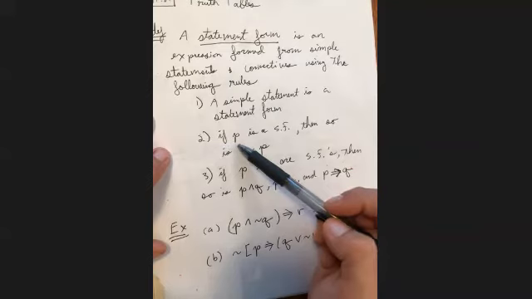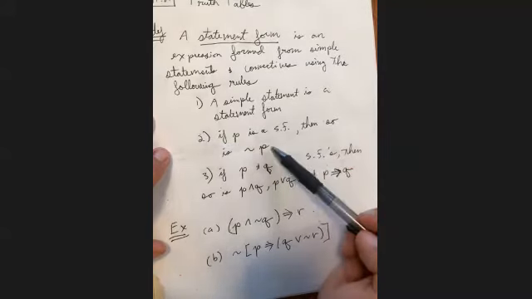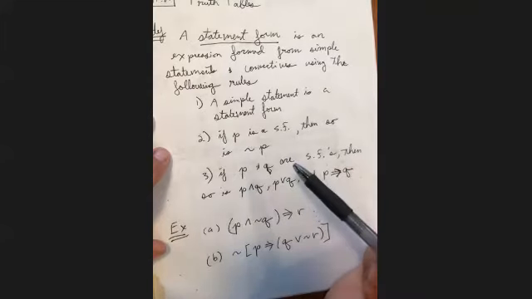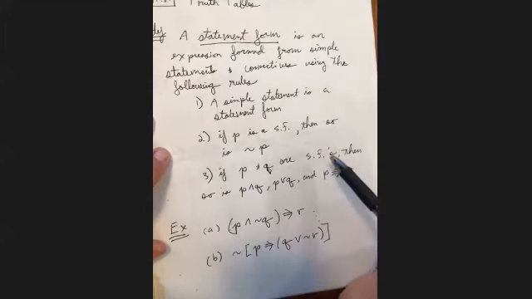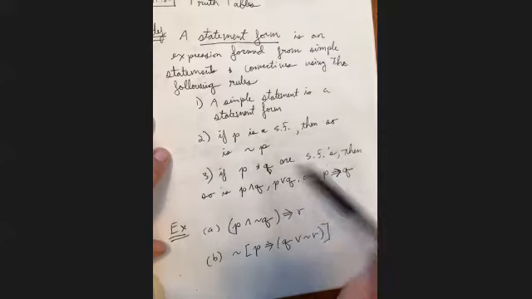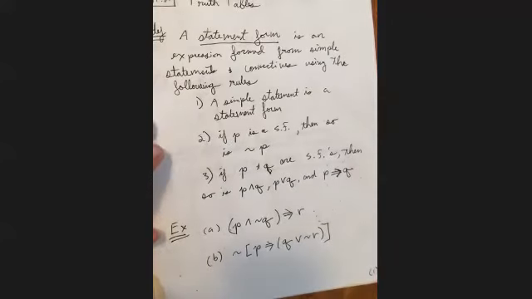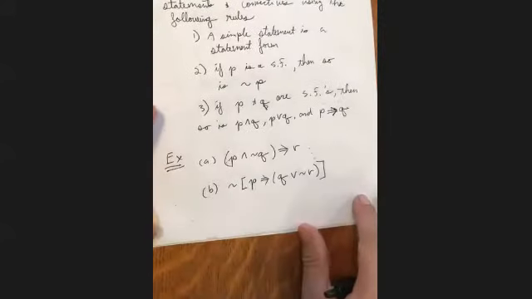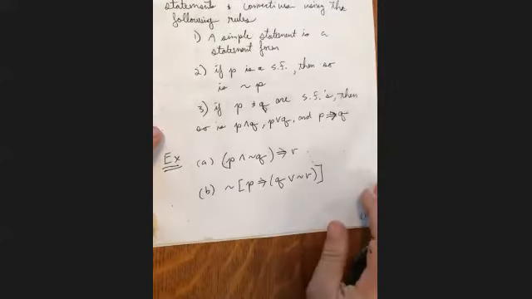If P is a statement form, then so is not P. So the negation of P will also be a statement form. And if P and Q are statement forms, then so is P and Q, P or Q, and P implies Q. All of these are also statement forms. So this definition really doesn't say a whole lot. All we're saying is if we start with a simple logical statement, we can build up more logical statements using connectives. Nothing very enlightening there, right? So we've already seen some examples in the previous section, but here are a few other examples.